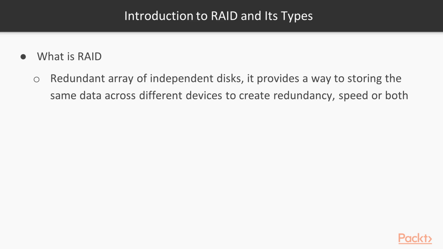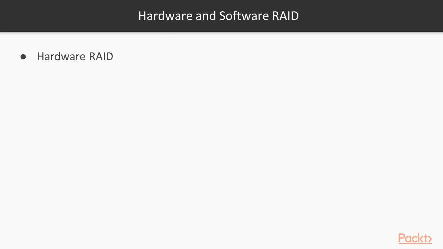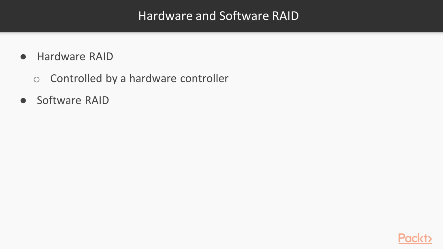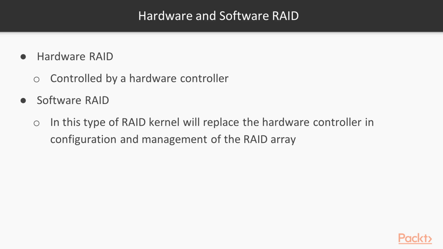Now let's talk about hardware and software-based RAID. So first of all, what is hardware-based RAID? Hardware-based RAID is controlled by a hardware controller. So what is software-based RAID? In this type of RAID, the kernel will replace the hardware controller in configuration management of the RAID array. So no hardware is needed to control the devices.